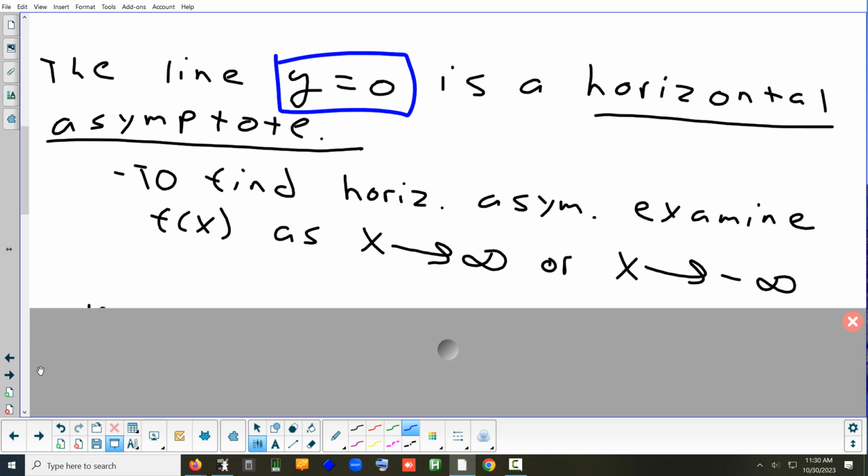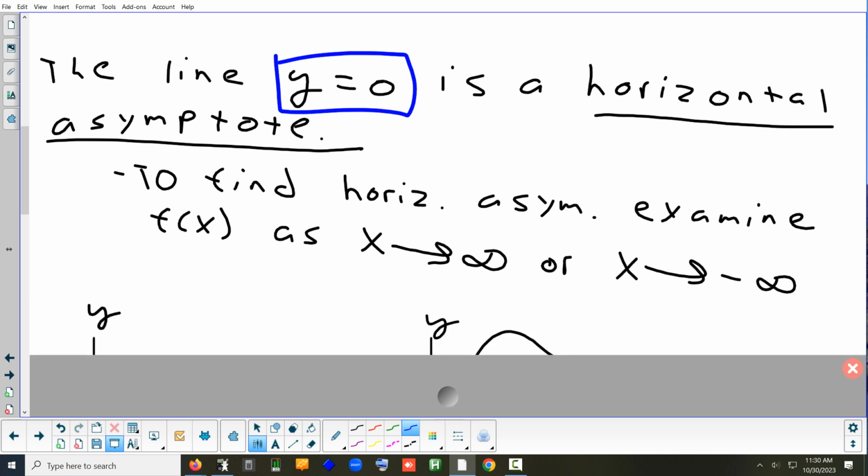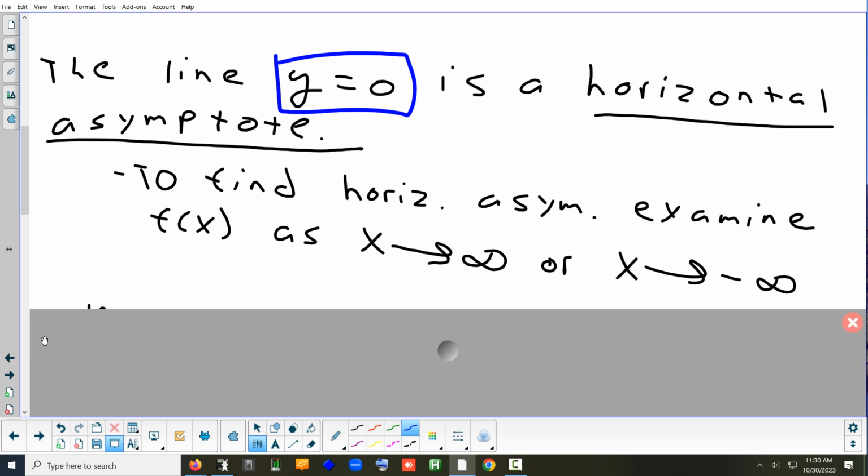So the way that you find a horizontal asymptote is you look at your graph and follow it to the right or to the left. As you head further and further to the right, if you notice you're getting closer and closer to something, that's your asymptote. Whatever you're getting close to but not reaching.